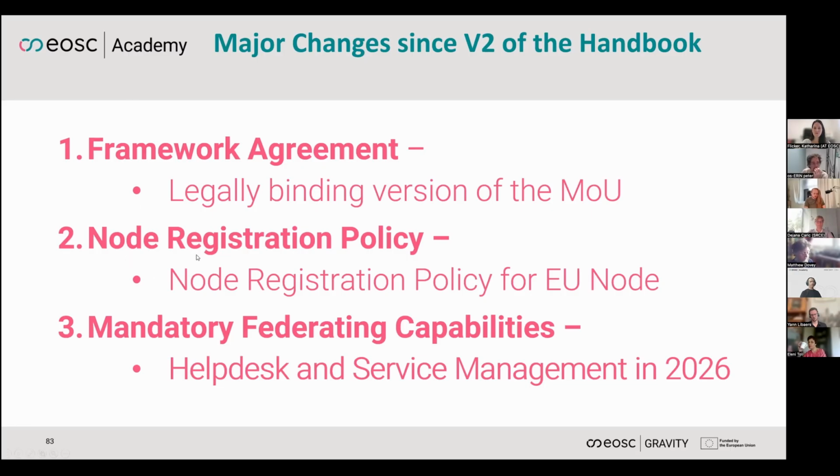There's a new document out from the EU node. What does it mean? Which policies do you have to agree to be onboarded as an official node? And then the new mandatory federating capabilities. So you can see that version 3 will have to include all of these things as well. But I wanted to give you a feeling for what's there already.